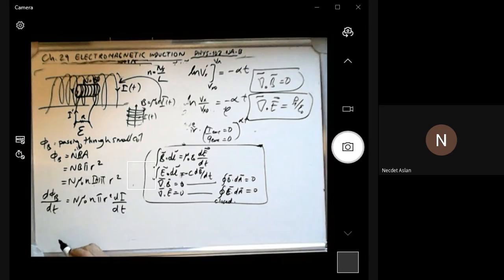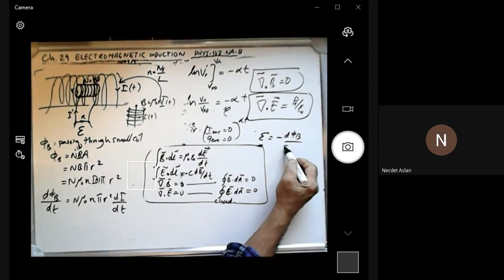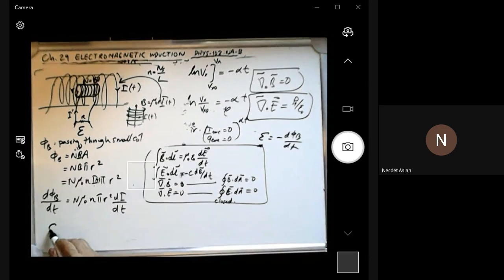Of course, the minus sign of this is related to the epsilon, right? Remember that epsilon was equal to minus d phi B over dt. This is what I'm writing. So the epsilon, which is the electromotive force, is minus d phi B over dt, which is nothing but equal to minus N mu0 n, but this n is N solenoid divided by L, times pi r squared di over dt.